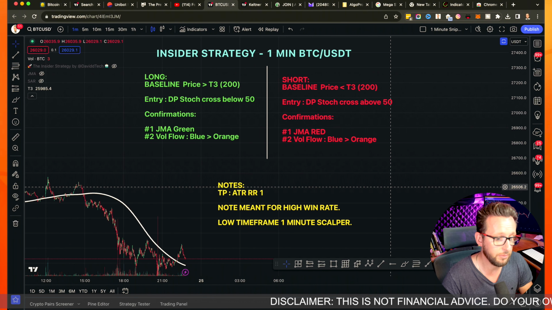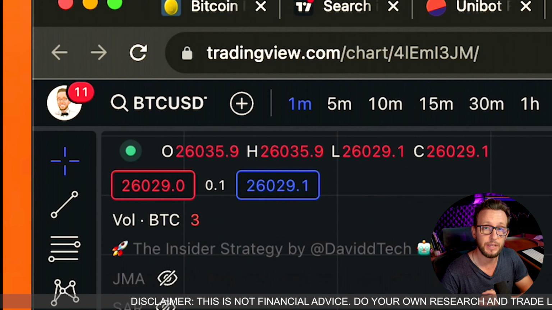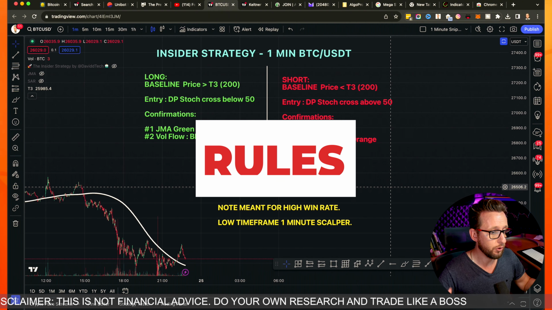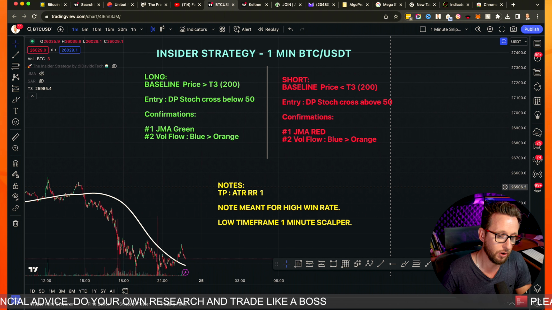Okay, here we are on my screen with the insider trading strategy. Now this trading strategy was meant to be on the 1 minute time frame on BTC USDT. I'm going to go through the rules very quickly of the trading strategy and show you the indicators that were sent to me as part of this trading strategy.